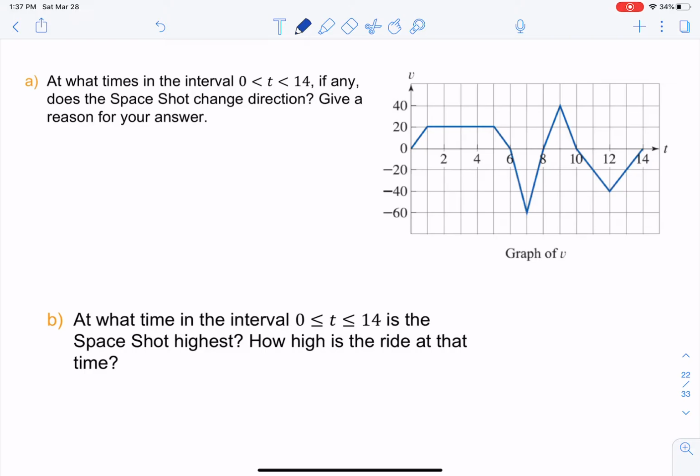At what times in the interval between 0 and 14, if any, does the Spaceshot change directions? Well, it's going to change directions when the velocity changes signs. This is going to be so easy to find. When it changes from positive to negative, or negative to positive, it's just like finding mins and maxes. So we can see one at 6, one at 8, and one at 10. Don't include the endpoints, of course.